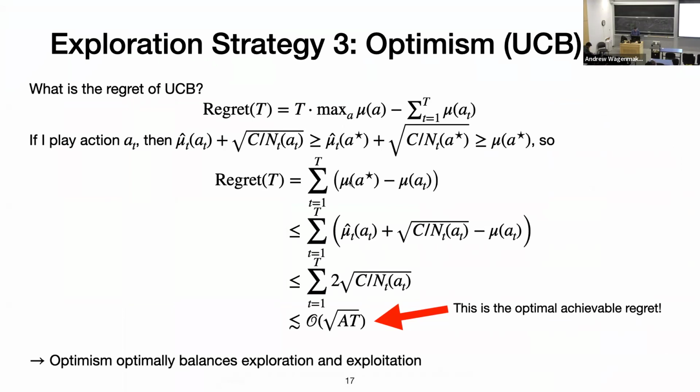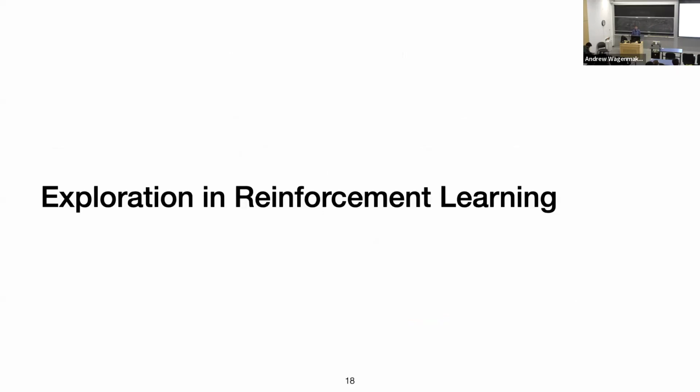Okay. So basically, optimism gets the optimal regret, or optimal goodness. Really, what this says is optimally balancing the exploration and the exploitation here. Okay. Any questions on optimism or this kind of taxonomy?